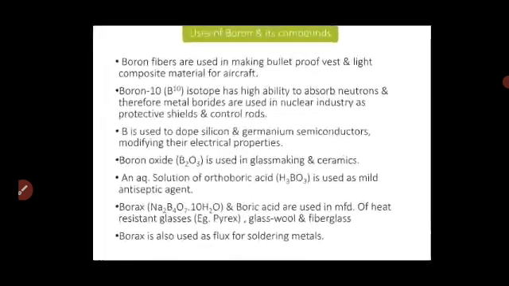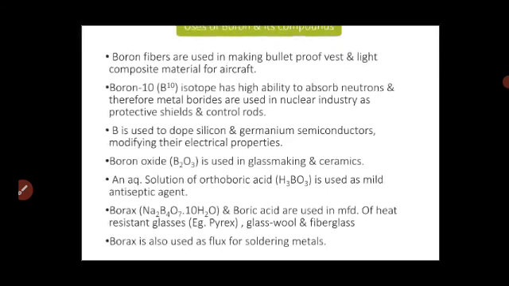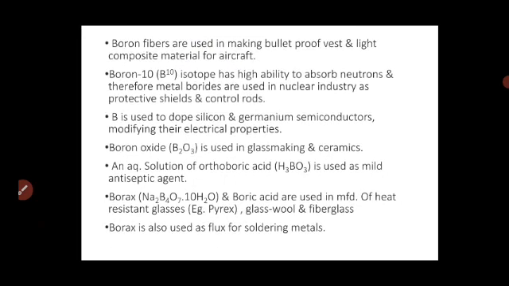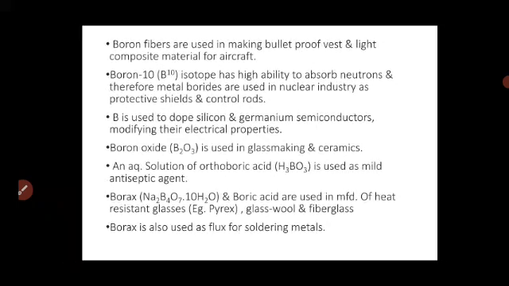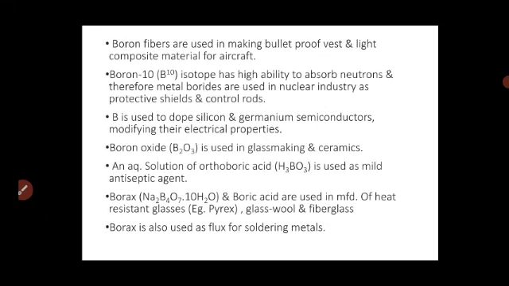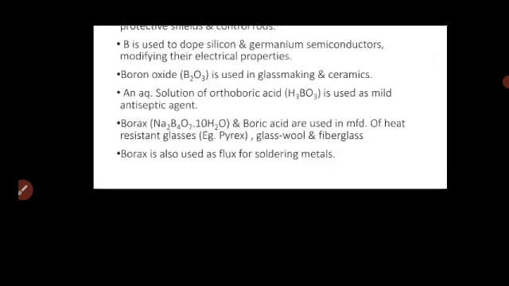Okay, let us see uses of boron and its compounds. 2-3 I will explain, remaining you can read it. Boron fibers are used in making bulletproof vest and light composite material for aircraft. Now this bulletproof, especially it is used in military to protect. Then boron 10 isotope has high ability to absorb neutrons, hence it is used in nuclear industry.